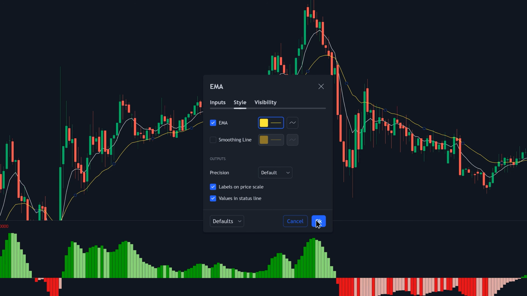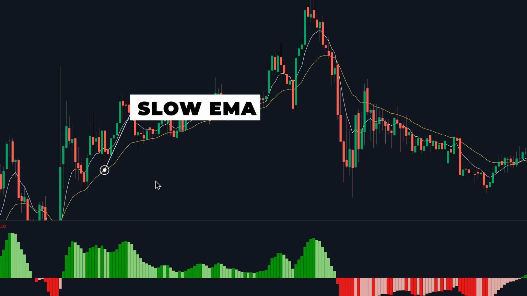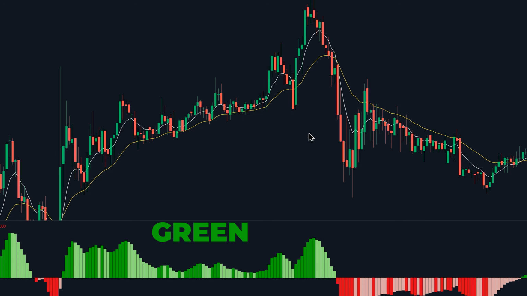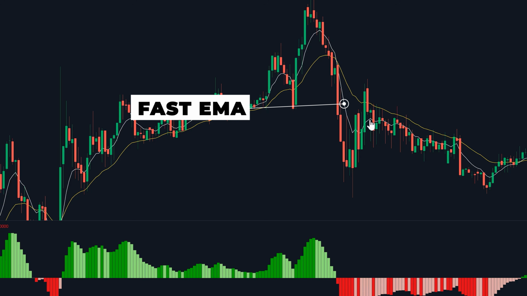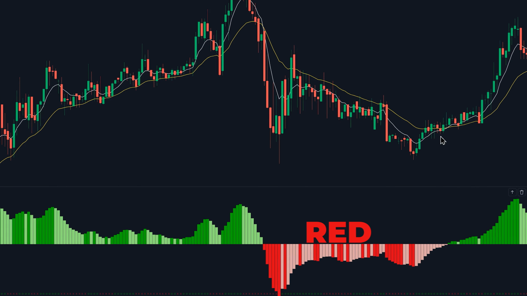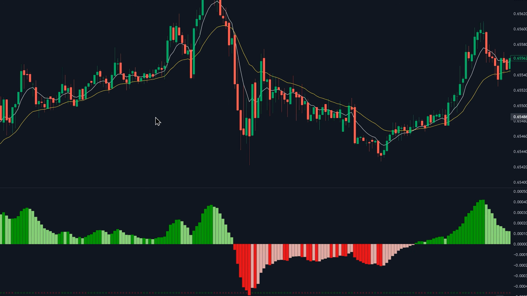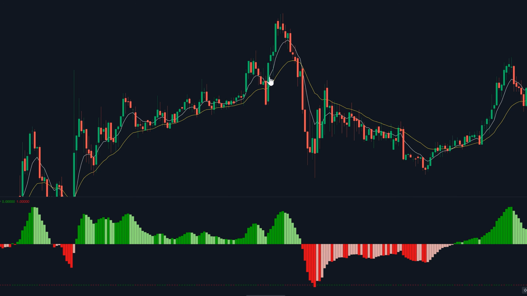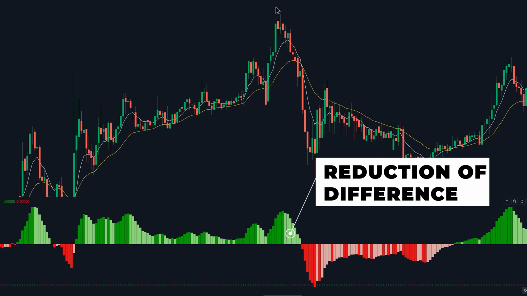After that, click OK. Now, whenever the slow EMA is under the fast EMA, the histogram is going to be colored green, and vice versa for when the fast EMA is under the slow EMA. And as you can see here, whenever that happens, the histogram is going to be colored red. Also, whenever the difference between these 2 EMAs is increasing, basically whenever the gap between these 2 EMAs widens, this histogram is going to be increasing. As the EMA difference decreases, the histogram is going to change color to light green to indicate the reduction of the difference. The opposite of this is true for a red histogram.